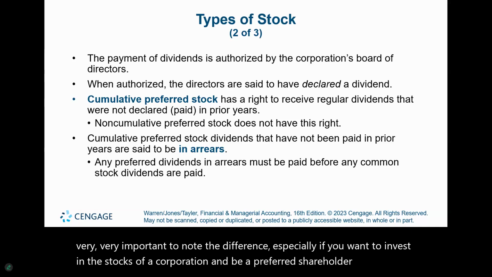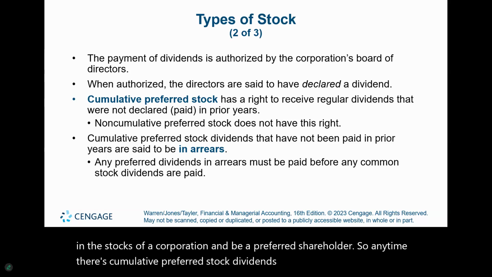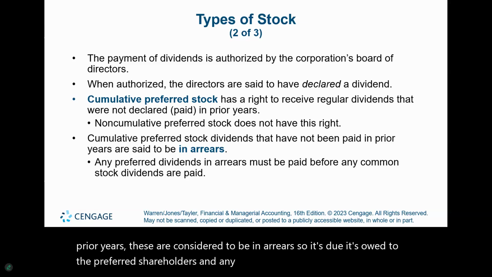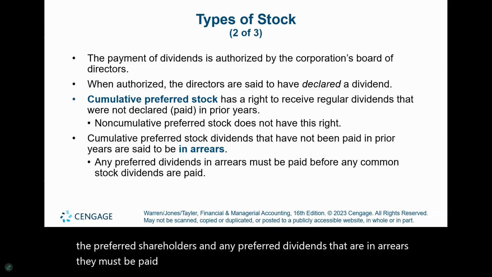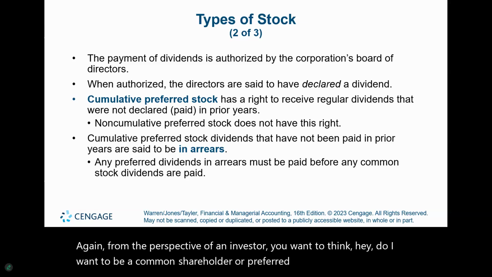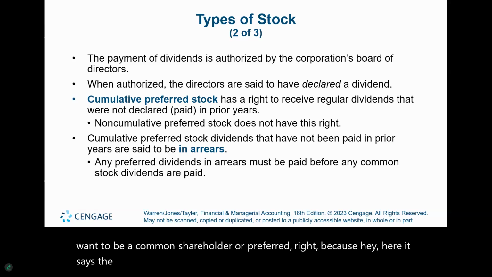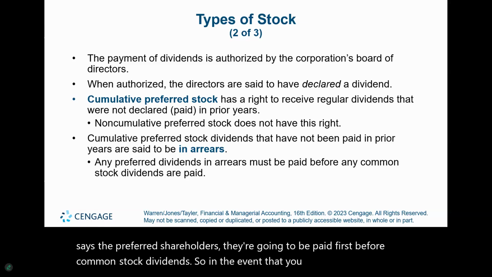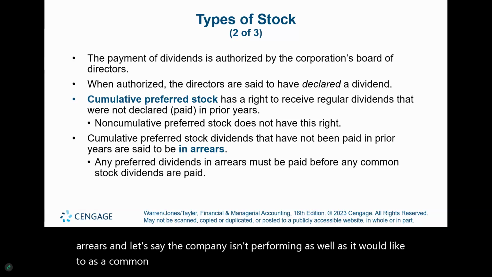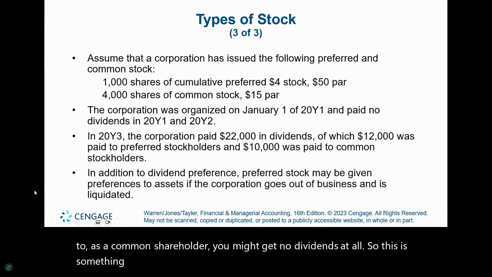So anytime there are cumulative preferred stock dividends that have not been paid in prior years, these are considered to be in arrears. So it's due, it's owed to the preferred shareholders. And any preferred dividends that are in arrears must be paid before any common stock dividends are paid. So again, from the perspective of an investor, you want to think, hey, do I want to be a common shareholder or preferred, right? Because here it says the preferred shareholders are going to be paid first before common stock dividends. So in the event that dividends are in arrears, and let's say the company isn't performing as well as it would like to, as a common shareholder, you might get no dividends at all. So this is something very, very important to keep in mind.